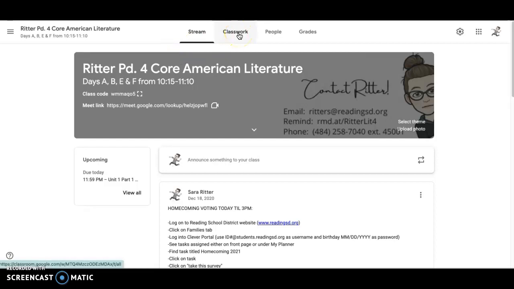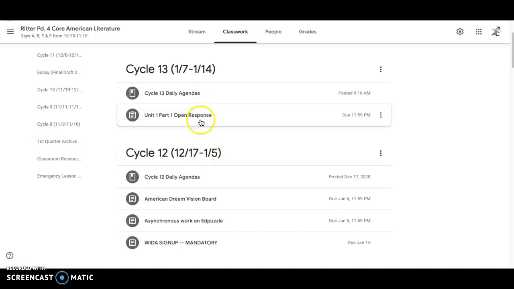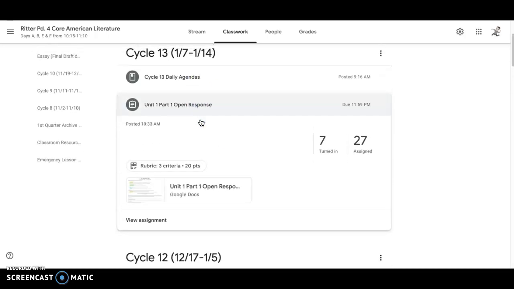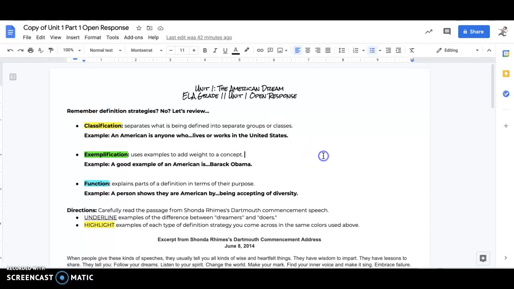class you are in. So in the classwork tab, under cycle 13, there is an assignment called Unit 1, Part 1, Open Response. You are going to open your copy of the document, and you should see this.